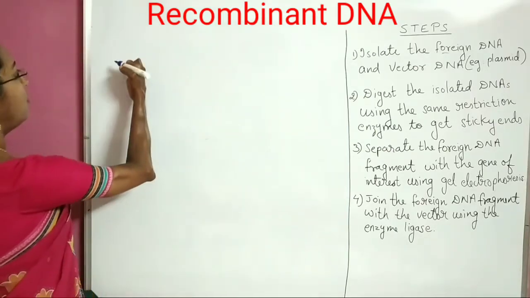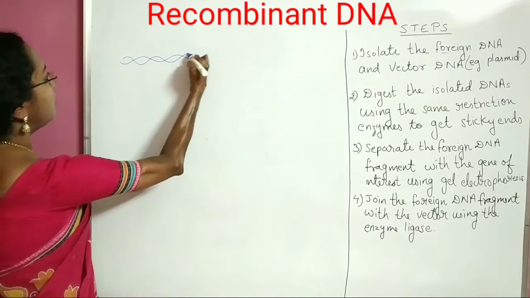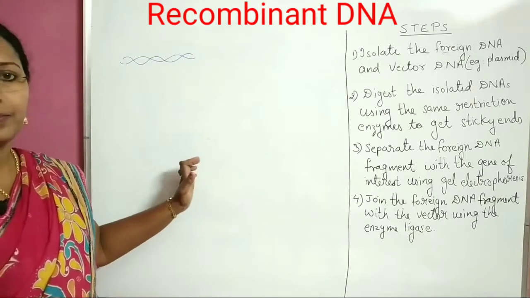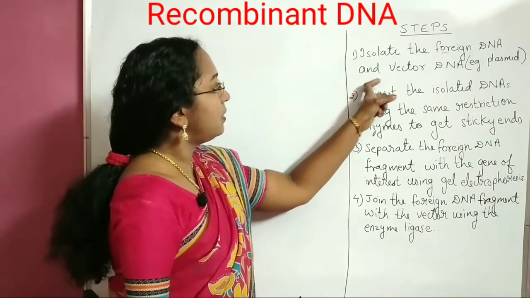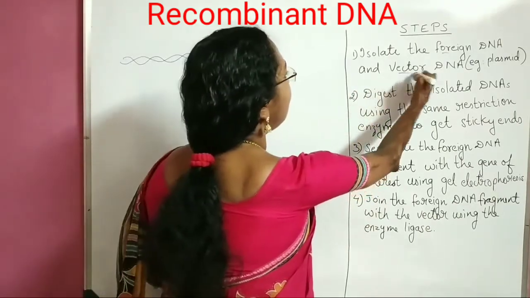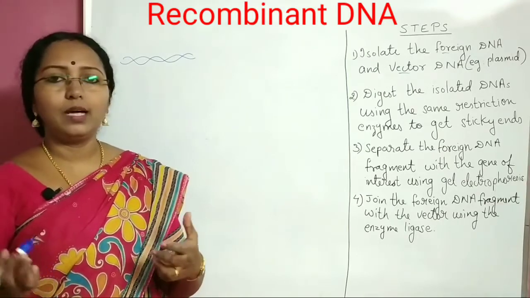So I am drawing here like this. This is, imagine, a foreign DNA. Now next step, isolate also a vector DNA. Isolate a foreign DNA, I think now you all understood.